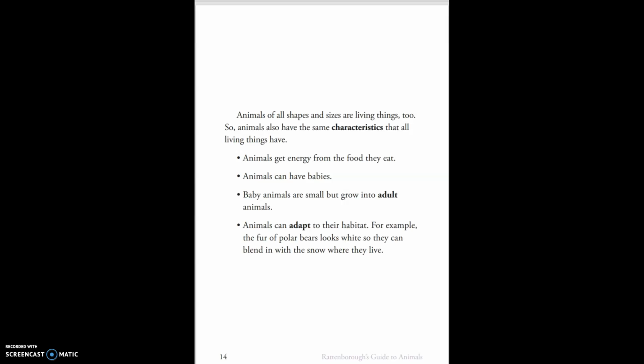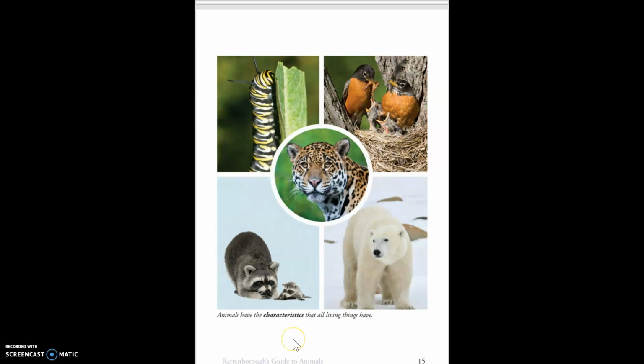Animals of all shapes and sizes are living things too. So animals also have the same characteristics that all living things have. Animals get energy from the food they eat. Animals can have babies. Baby animals are small but grow into adult animals. Animals can adapt to their habitats. For example, the fur of polar bears looks white so they can blend in with the snow where they live. Here's the illustration showing that animals have the characteristics that all living things have.